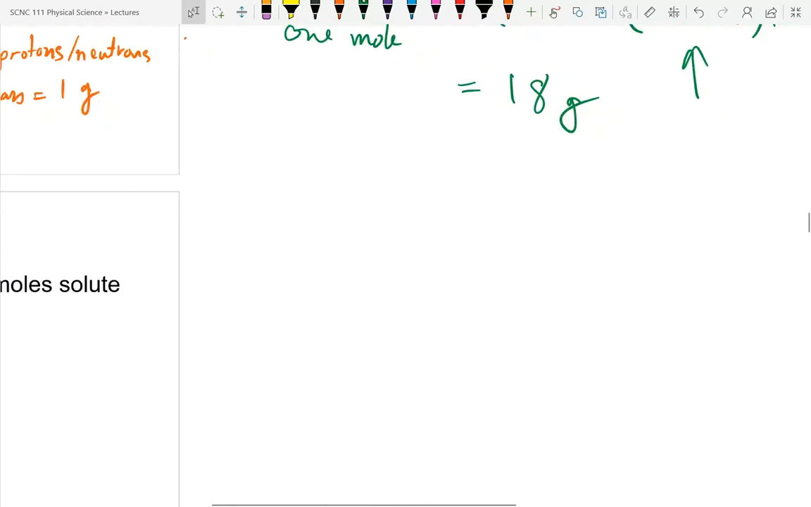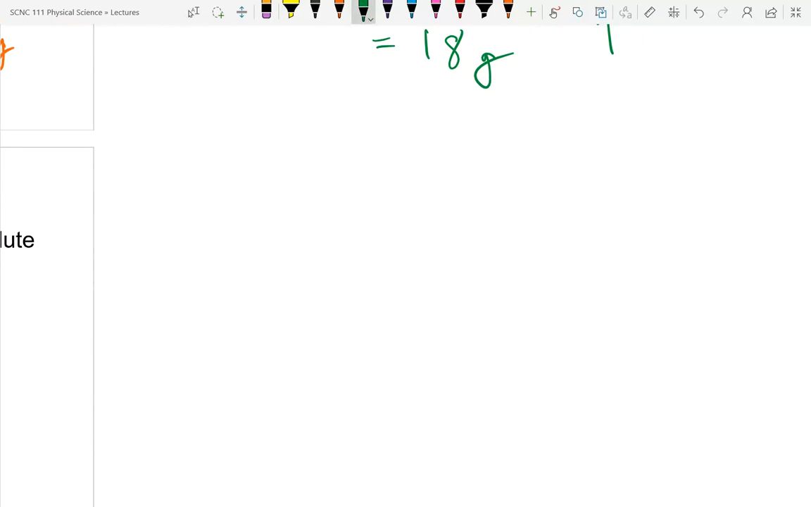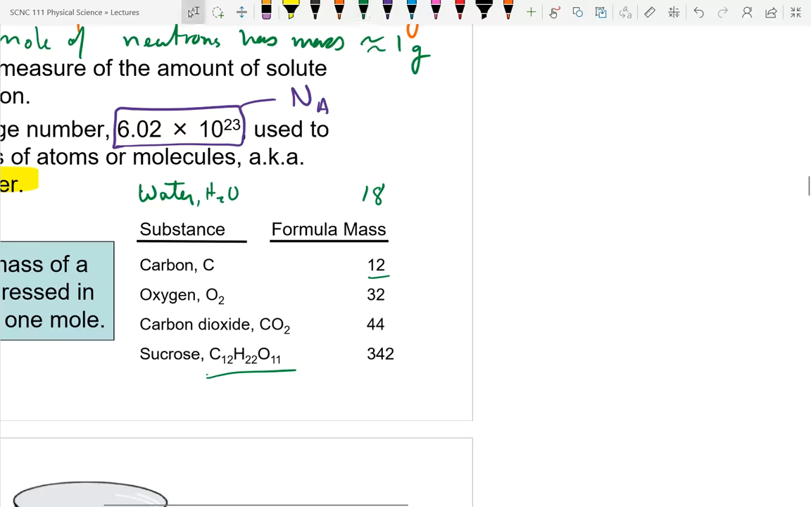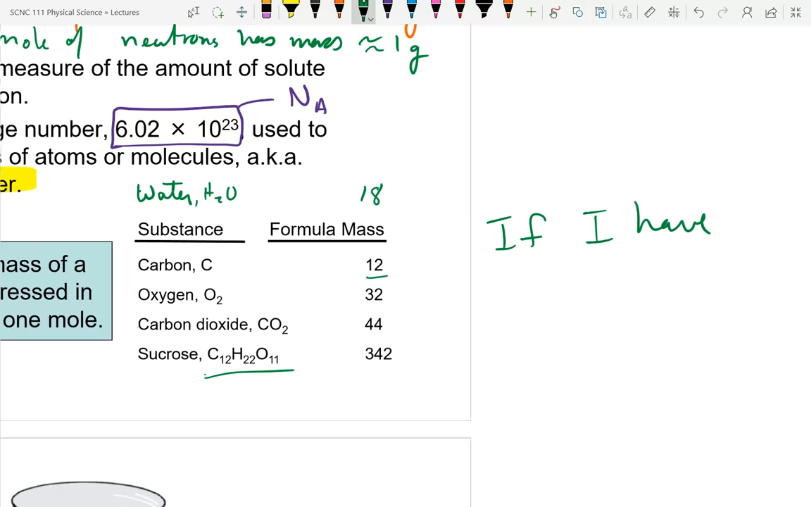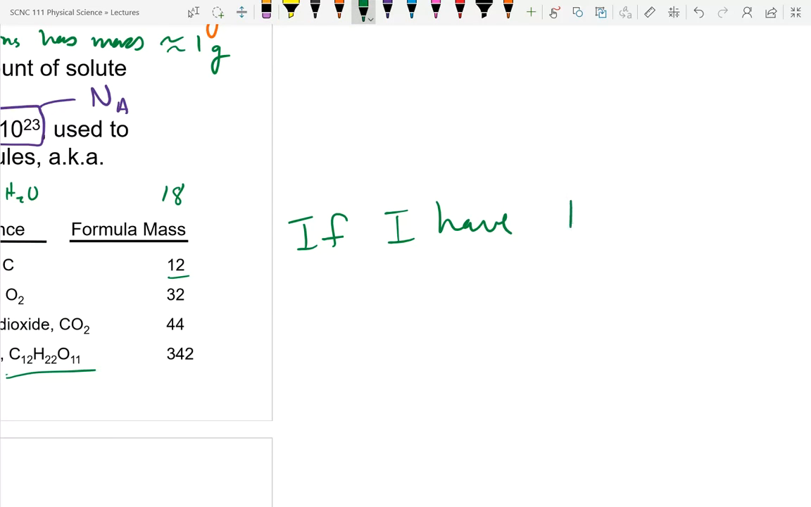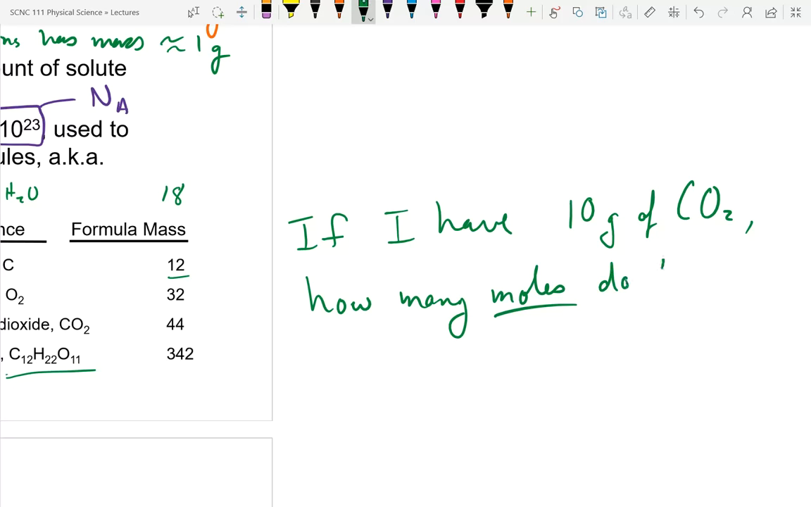Sure. Let's say that we have, just going back up to here so I don't have to make up numbers, carbon dioxide has a formula mass of 44 atomic mass units. That means if you add up the number of protons and neutrons in the carbon and the oxygen, you get to 44. And so if I have, and I'm going to choose something that's not a simple number, if I have 10 grams of carbon dioxide, how many moles do I have?